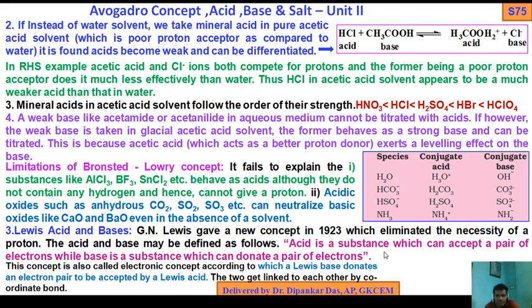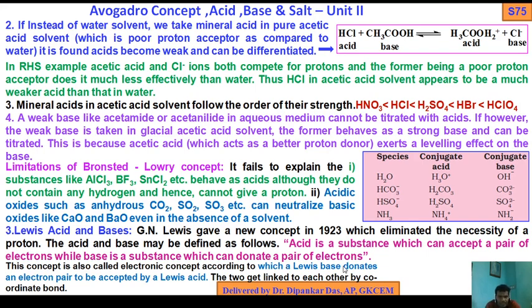This concept is also called the electronic concept, according to which a Lewis base donates an electron pair to be accepted by a Lewis acid, and the two get linked to each other by a coordinate bond. So according to the Lewis concept, acid is a substance which can accept a pair of electrons, while base is a substance which can donate a pair of electrons.